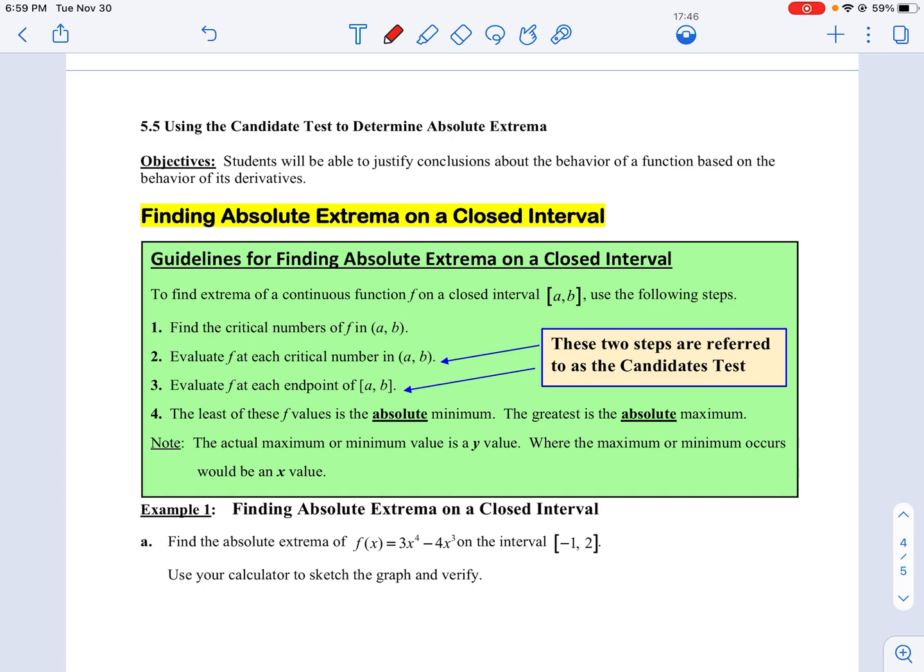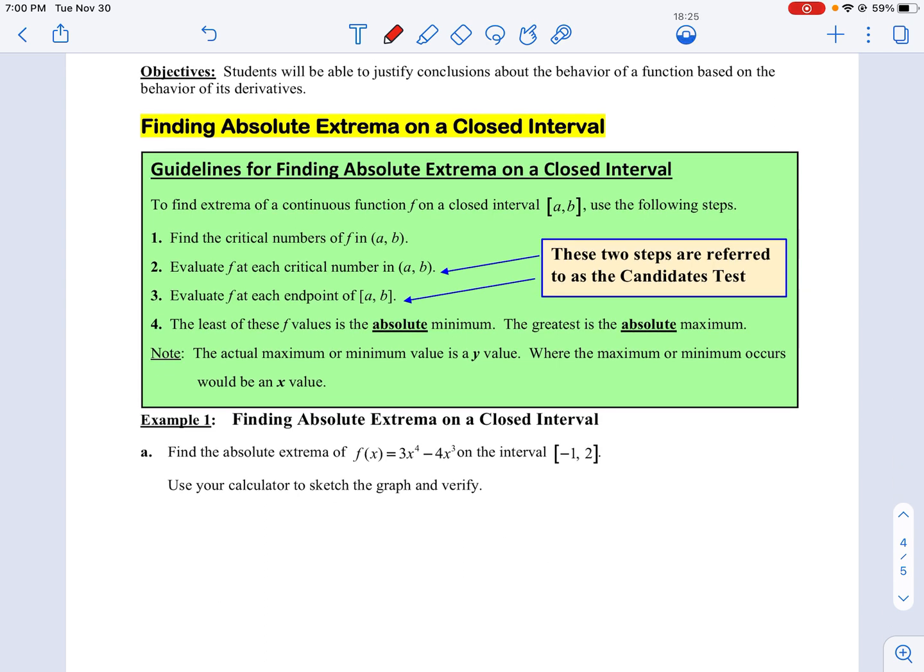So in the green box, here are the guidelines. To find extrema of a continuous function f on a closed interval a comma b, you're going to use the following steps. Number 1, find the critical numbers of f in a comma b. 2, evaluate f at each critical number in a comma b. 3, evaluate f at each endpoint. So steps 2 and 3 really are the candidate's test. Step 4, the least of these f values is the absolute minimum, and the greatest is the absolute maximum.